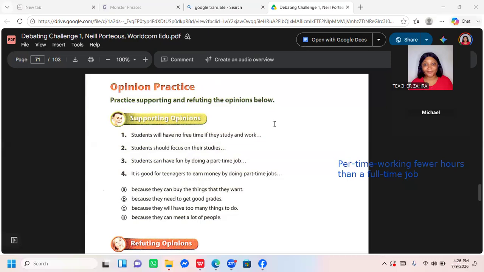Because they will have too many things to do. Two, students should focus on their studies because they need to get good grades. Three, students can have fun by doing a part-time job, because they can meet a lot of people.